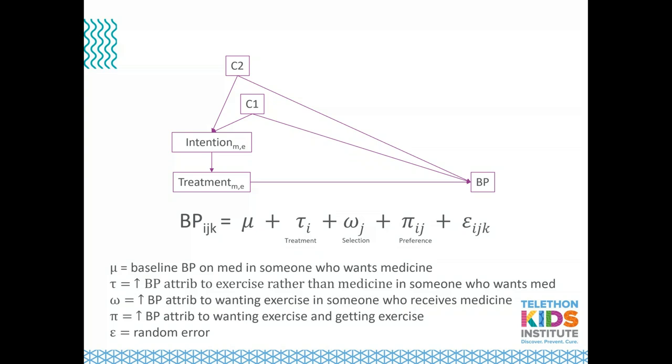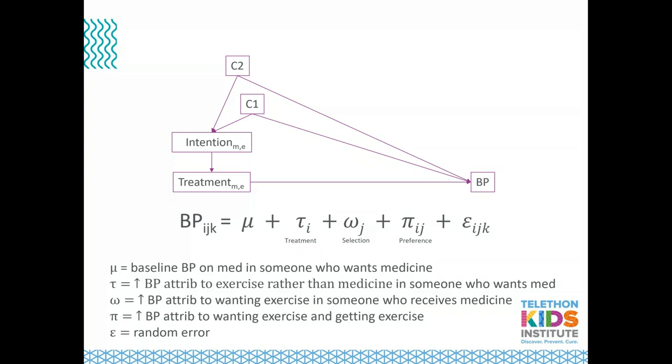Omega reflects the effect of what the authors call selection, but it basically measures the additional effect of wanting to have exercise as opposed to wanting to have medicine. What effect does that have on the measured blood pressure? And pi is effectively the interaction between those things, which the authors call a preference effect, and basically it measures the additional effect on the blood pressure if you actually get what you want. In this context, if you want to have exercise and you actually receive exercise, so that's entertaining the possibility that that also impacts on the measured outcome. And then you have an error term.